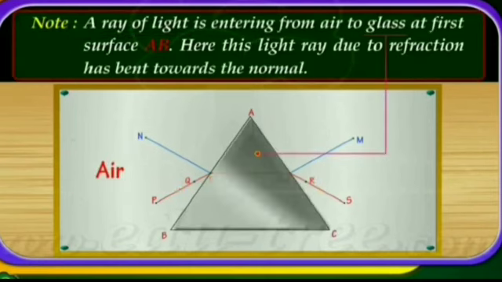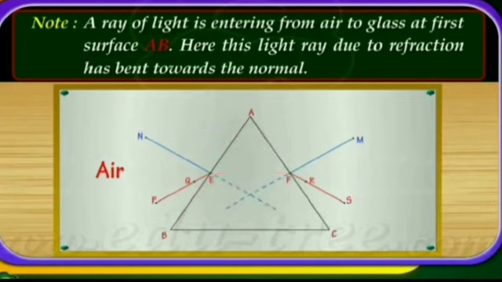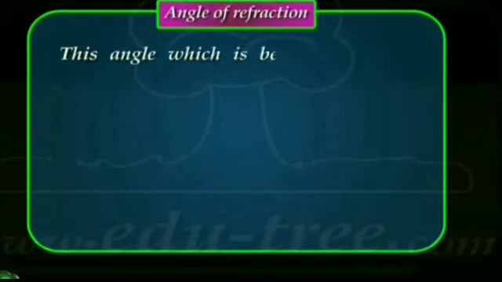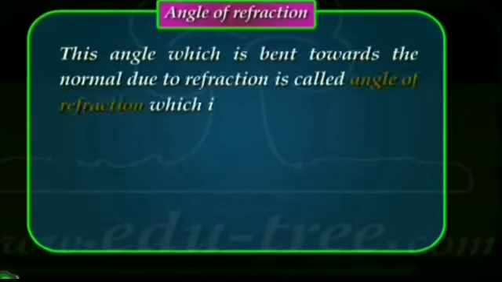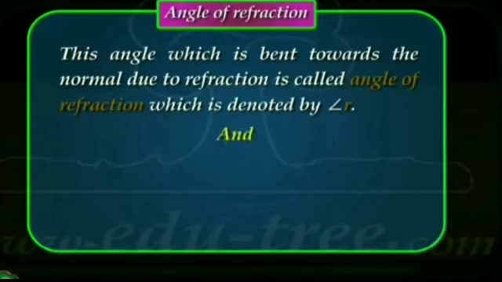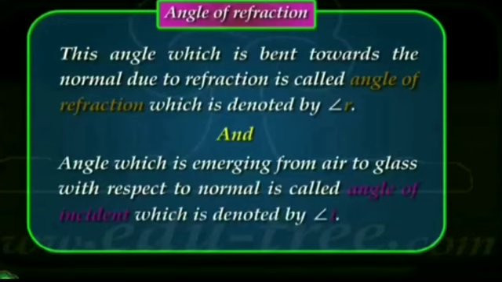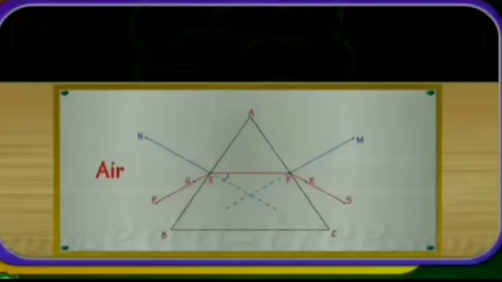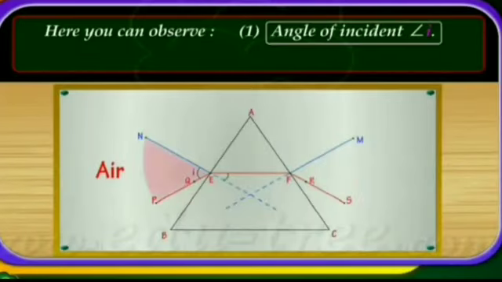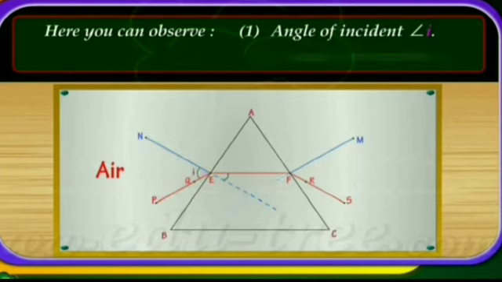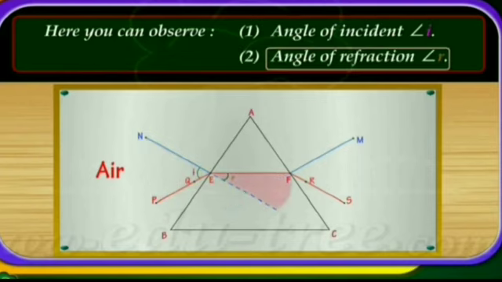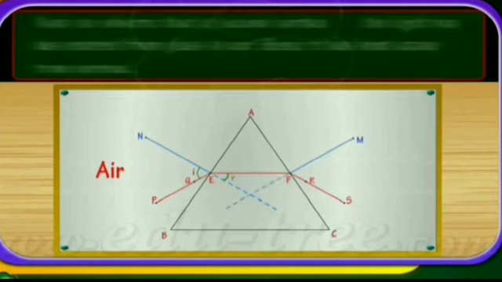Here the light ray is entering from air to glass, so the light ray is bending towards the normal. The angle made by the incident ray with the normal is called the angle of incidence. The angle made by the refracted ray with the normal is called the angle of refraction. Angle of incidence is represented by angle I and angle of refraction is represented by angle R.